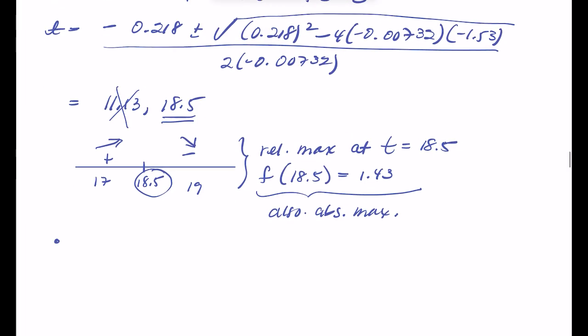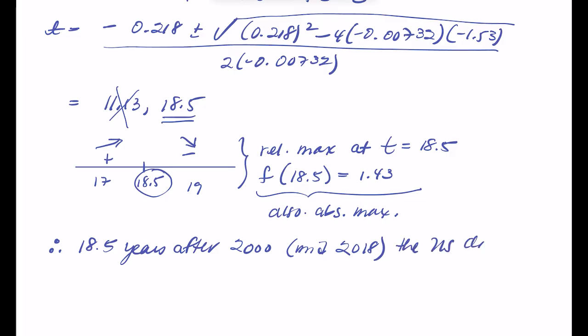Okay, so therefore, if I interpret this, it tells me that about 18.5 years after 2000, so that's mid 2018, the US dollar was worth about $1.43 Canadian, so Canadian dollars or CAD, which was also an absolute maximum during this period.